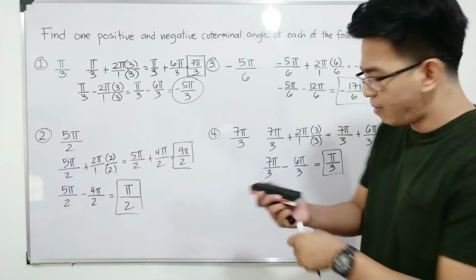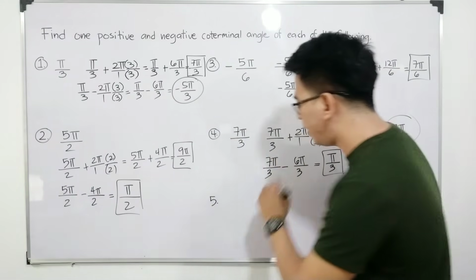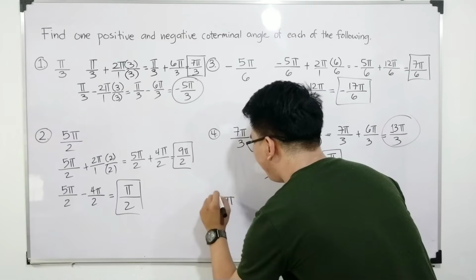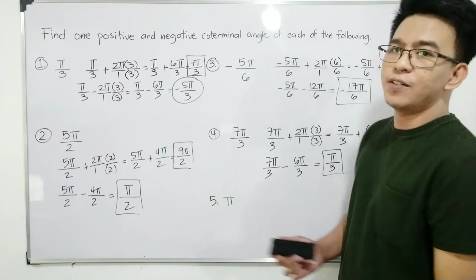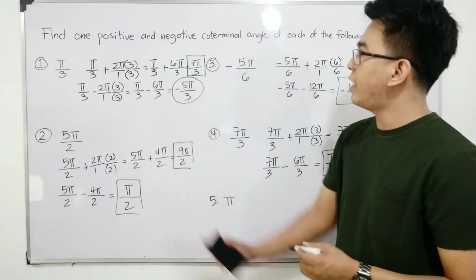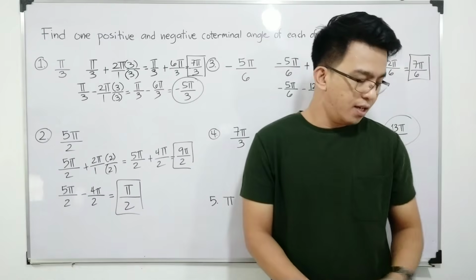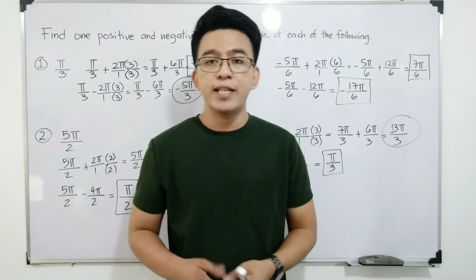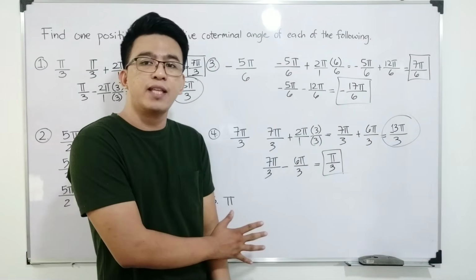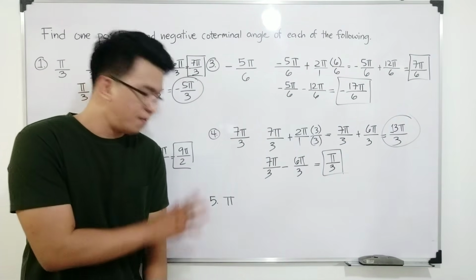And as for your assignment, guys, I will give you item number 5, wherein the only given here is pi. So, I hope na makita ko sa comment section. Find one positive and one negative coterminal angle of pi. Yun nga, I hope na makita ko sa ating comment section yung mismo sagot nyo sa inyong assignment in finding the coterminal angles of pi.